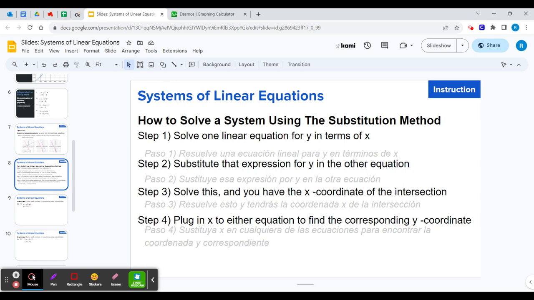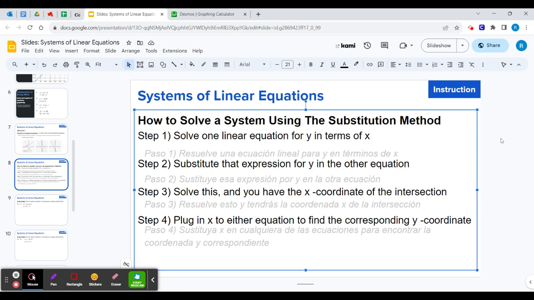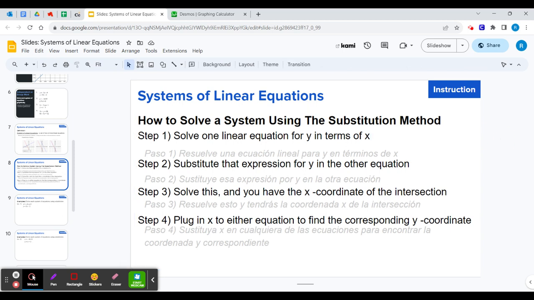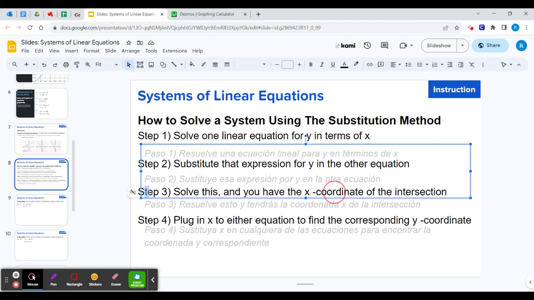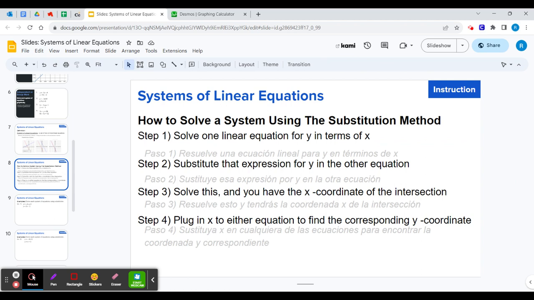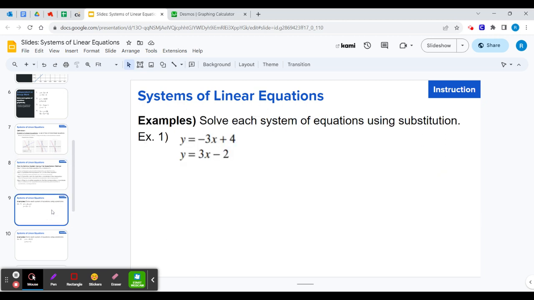So step 1 is to solve one linear equation for y in terms of x. This is sometimes done already. We'll see that in our first 2 examples. Then we substitute that expression for y in the other equation. We'll solve this and we'll come up with the x-coordinate. And then we'll plug that x into either equation to find the y. So it's going to show up in a variety of ways in our example problems. This first one, y equals negative 3x plus 4, y equals 3x minus 2. In this case, we actually have 2 equations for y that we can simply substitute in and get a really nice clean equation here.